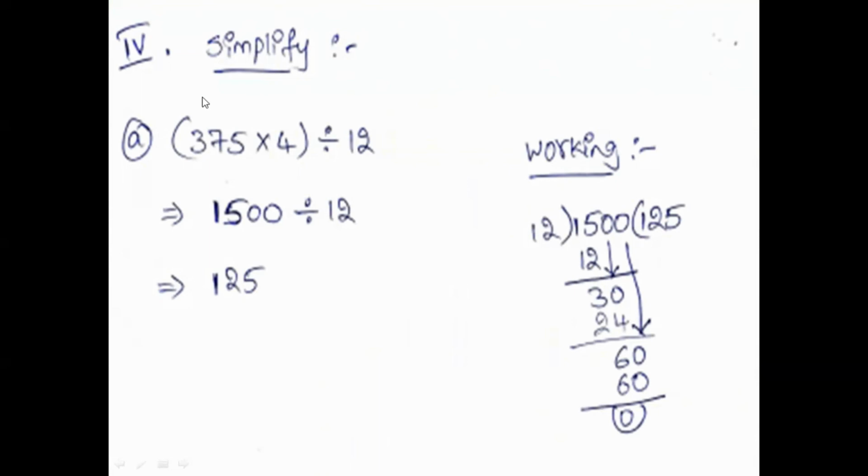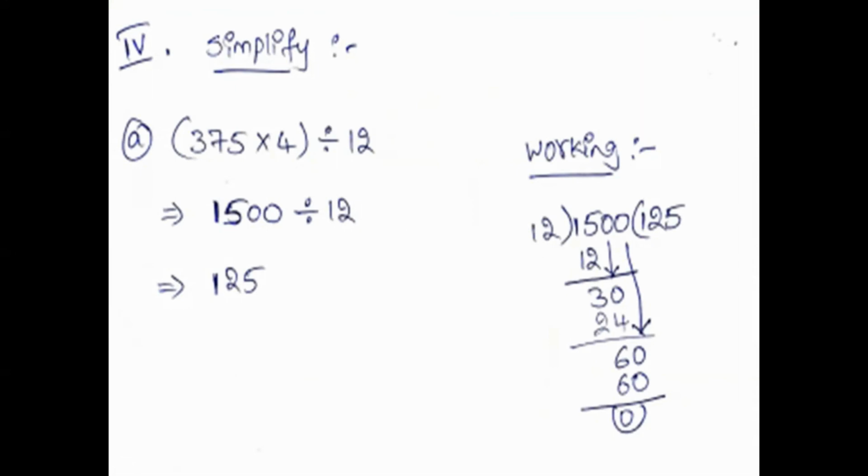Simplify. See here, for example, 375 into 4 divided by 12. First, we have to multiply 375 into 4. How much? 1500 divided by 12. Okay. Now see how it is working. We have to simplify it.